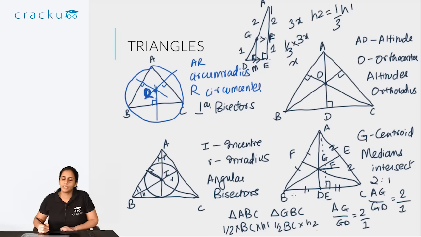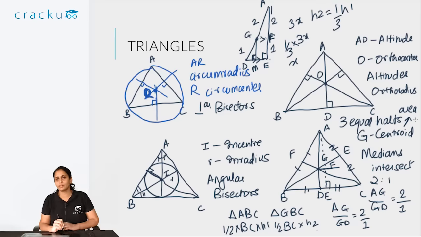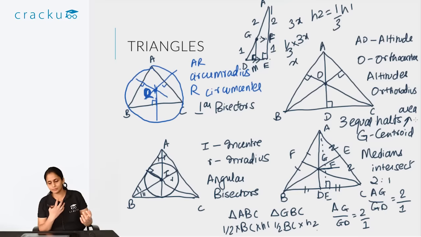So what does this mean? This means that the centroid divides the triangle into 3 equal parts by area. This is an important point to remember whenever you have a centroid of a triangle. The centroid divides the triangle into 3 equal parts by area. So these are the specific components of triangles as such.